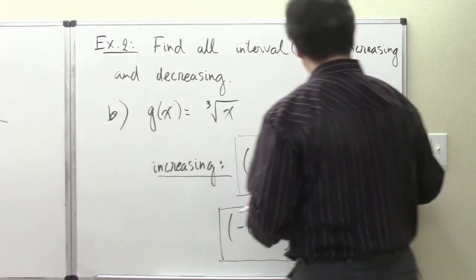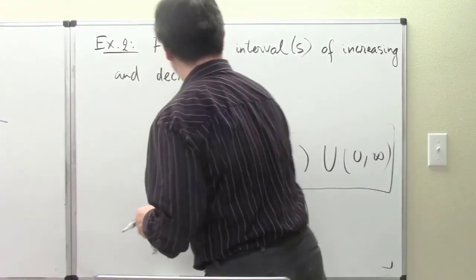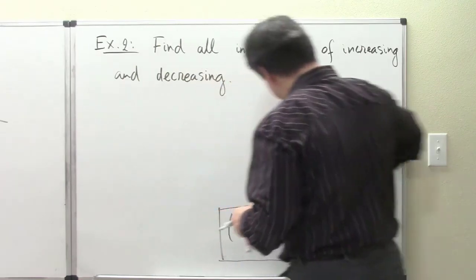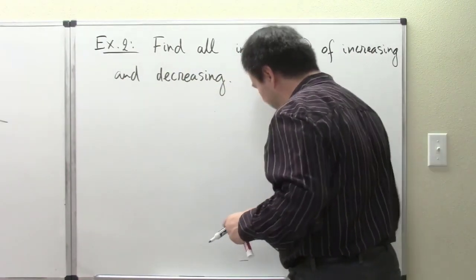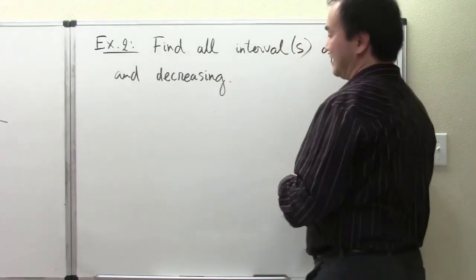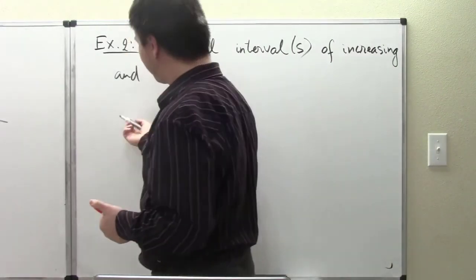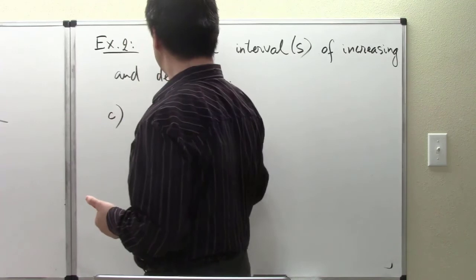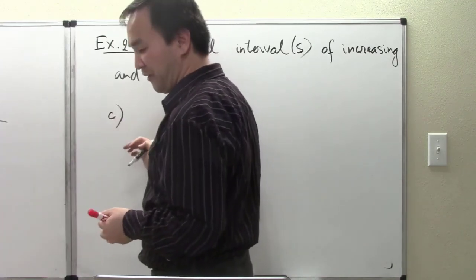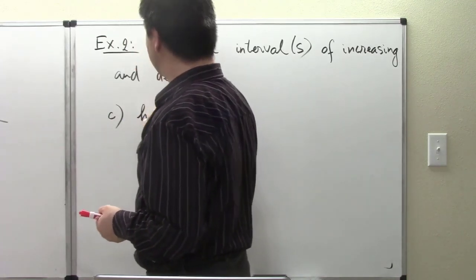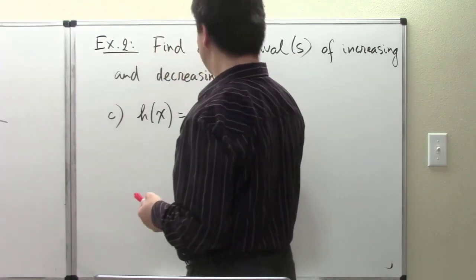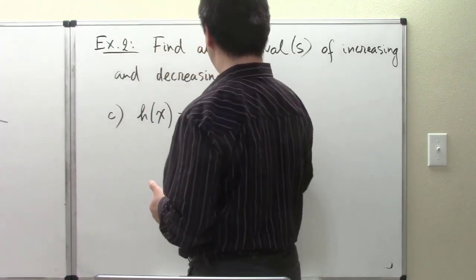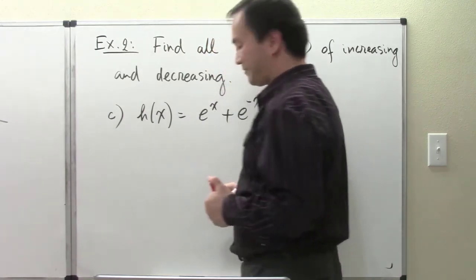All right, now I am going to erase my board, and let's look into part C of the example. Again, I'm using the same function, the corresponding function back in part C of our earlier example 1. So h of x is e to the x plus e to the minus x.